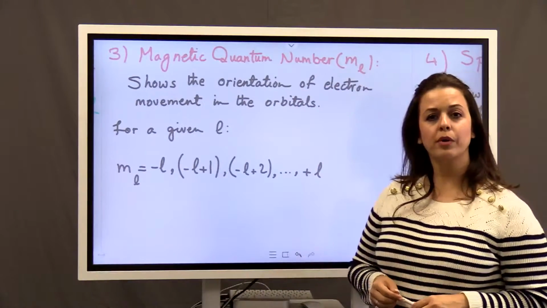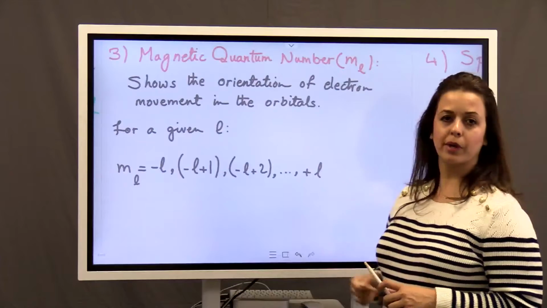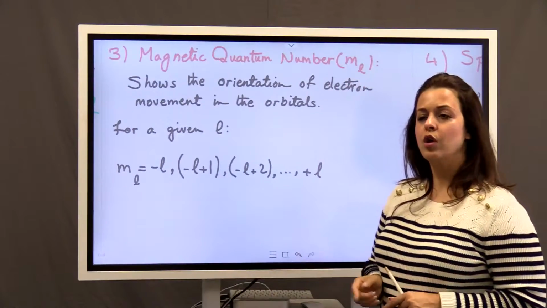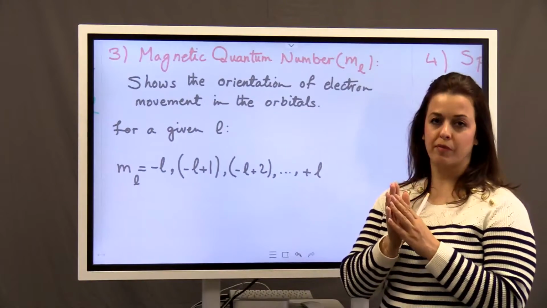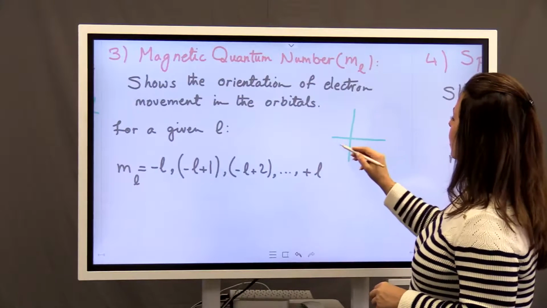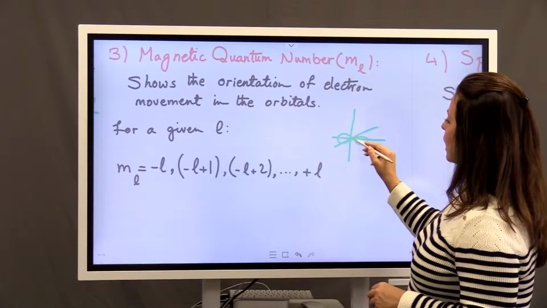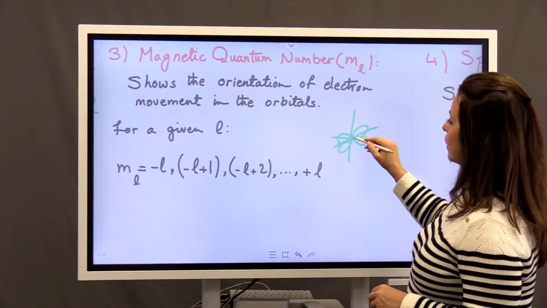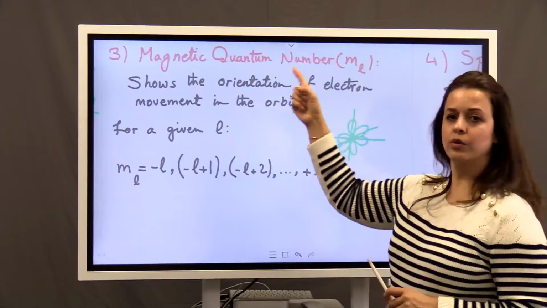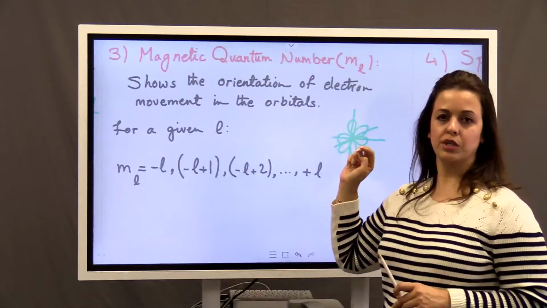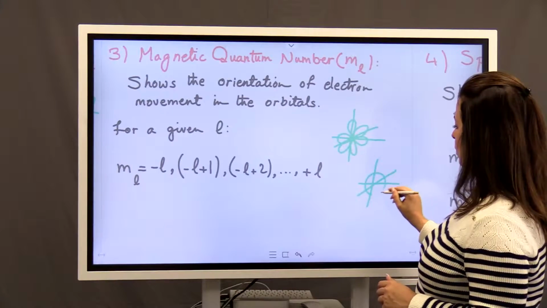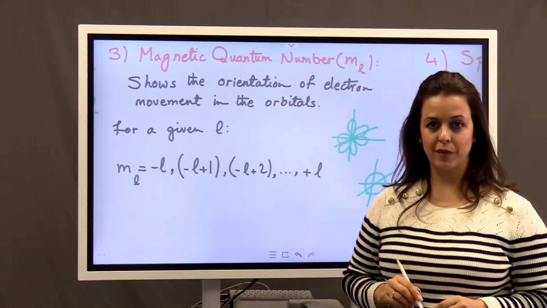The third quantum number is called the magnetic quantum number, or ML. The magnetic quantum number shows the orientation of electron movement. Do you remember I told you for p orbitals we had px, py, and pz? Now we are going to find out those 3 orientations. Or I told you for the s orbital, spherical, just one possibility, right?